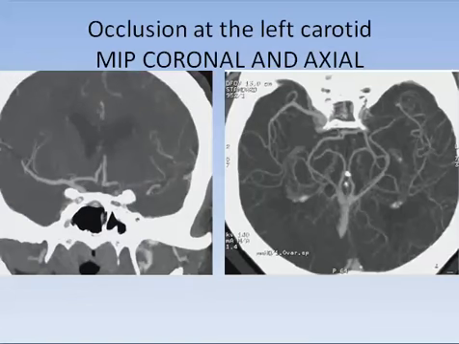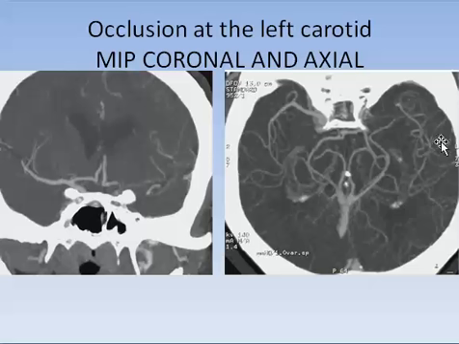Occlusion of the left carotid is seen here. If you look at the region of the cavernous sinus, there is no vessel here, and consequently the middle cerebral branches are not opacified, seen in the coronal and seen in the axial. In the axial, the same. This is the region of the cavernous sinus, it is empty, and the middle cerebral artery on the left side is no longer seen.